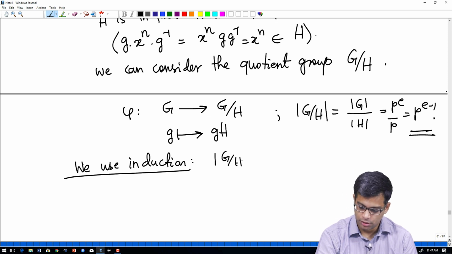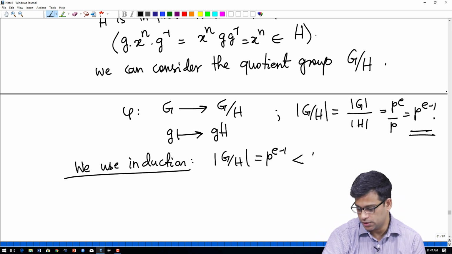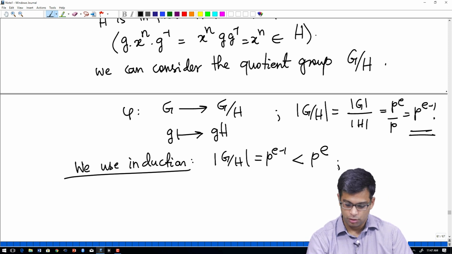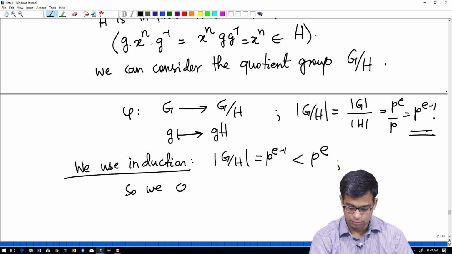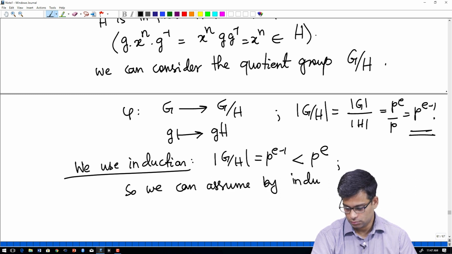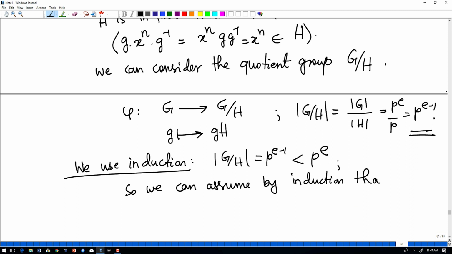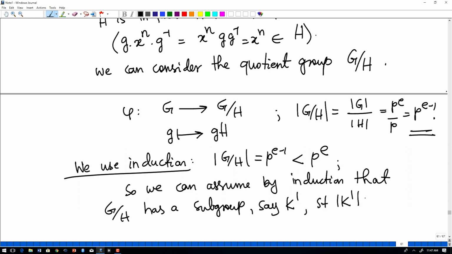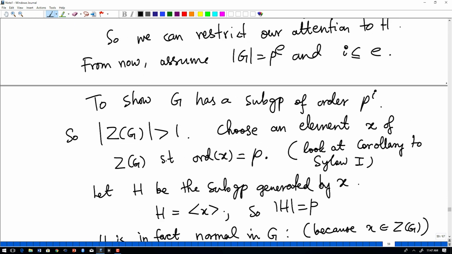The order of G mod H is p power e minus 1, which is less than p power e. So, we can assume by induction that G mod H has a subgroup, say K prime, such that the order of K prime is p power i minus 1. My goal is to construct a subgroup of order p power i for G.